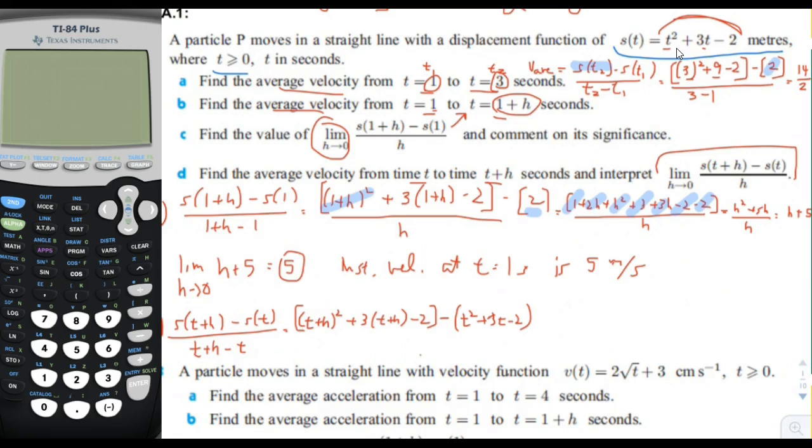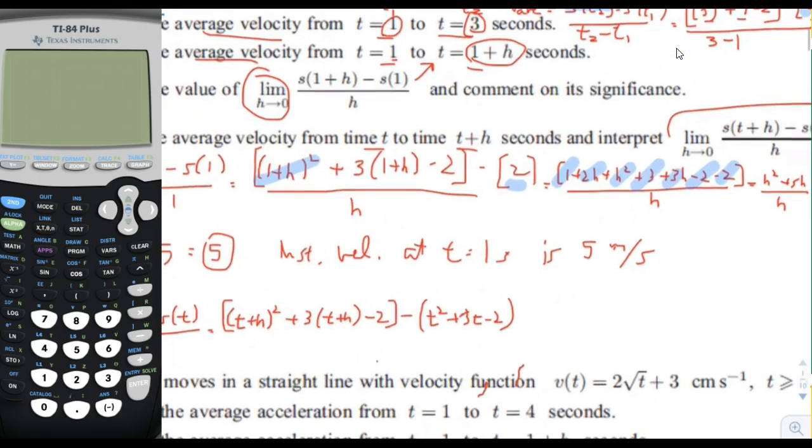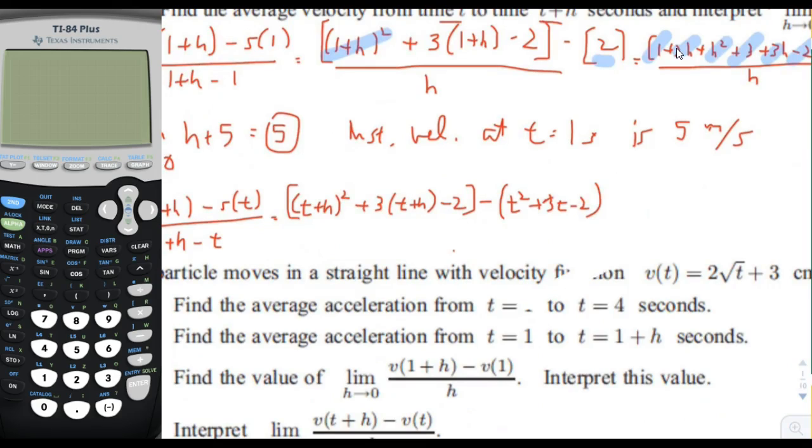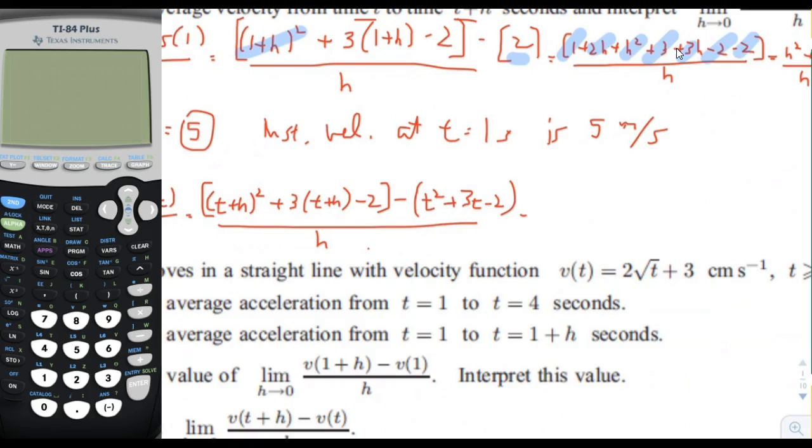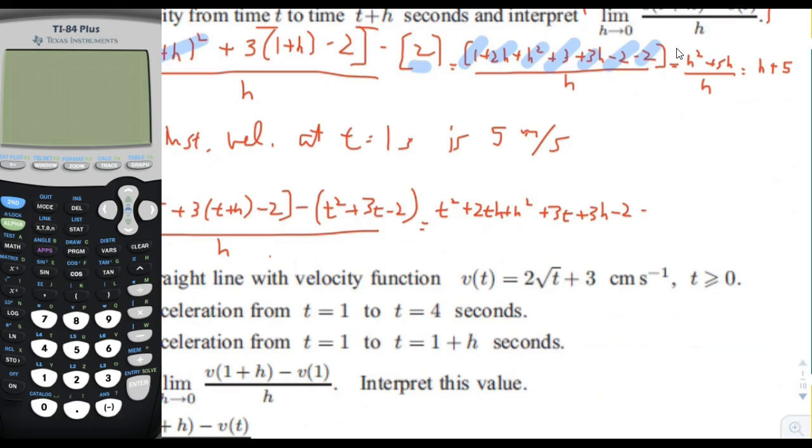Let me rewrite that, that's kind of messy. And then I divide by t plus h minus t, which is just h. Okay. Now I'm going to expand this out with FOIL. It's going to be t squared plus 2th plus h squared plus 3t plus 3h minus 2 minus t squared minus 3t plus 2 all over h.